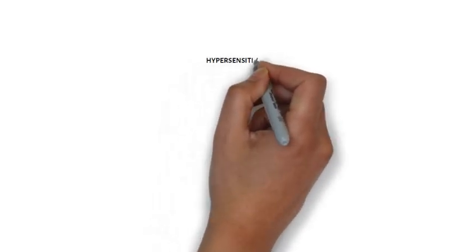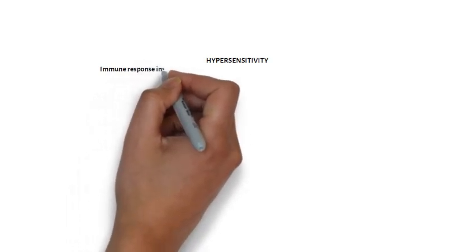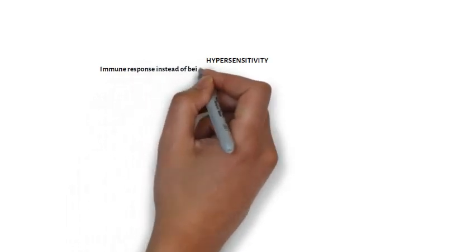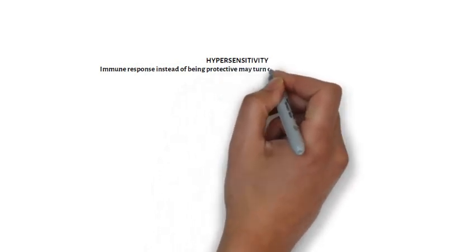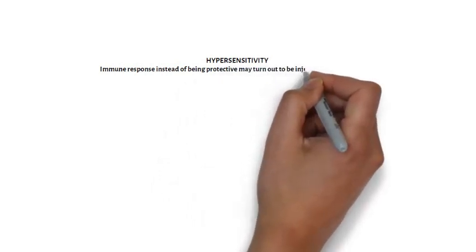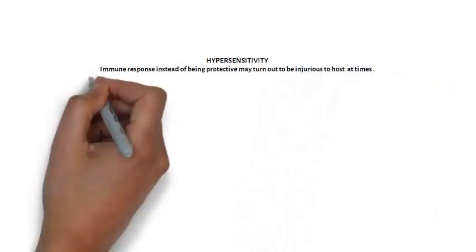Normal immune response is to eliminate the foreign antigens that have entered the host. It leads to only a localized or subclinical inflammatory response that in turn eliminates the antigen without causing any tissue damage to the host.